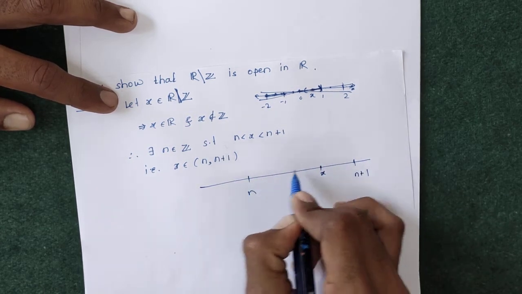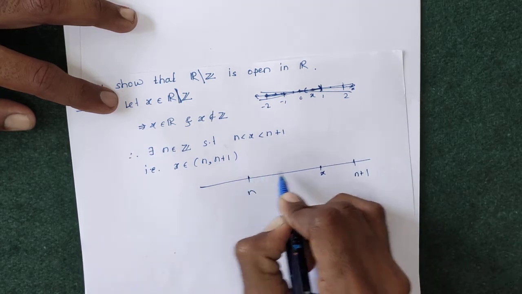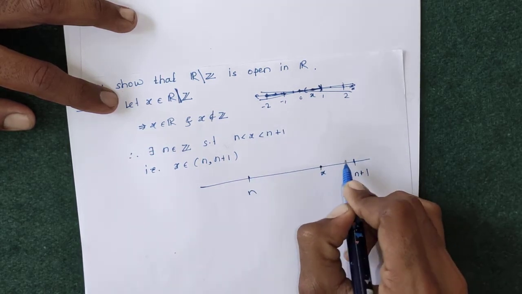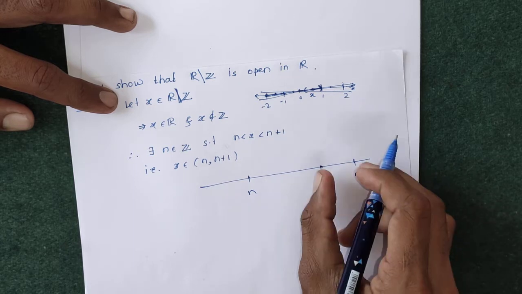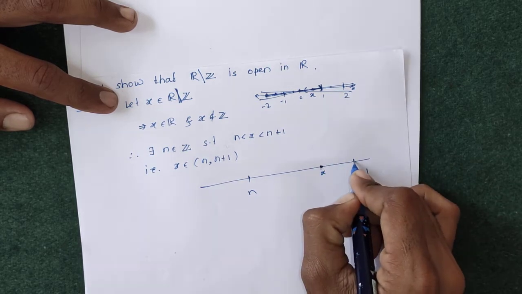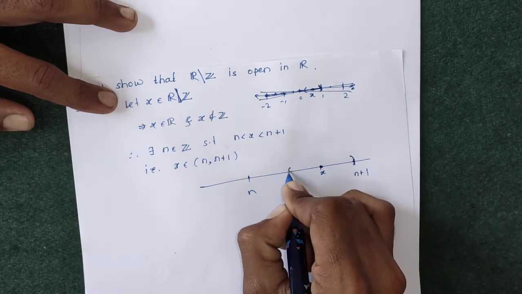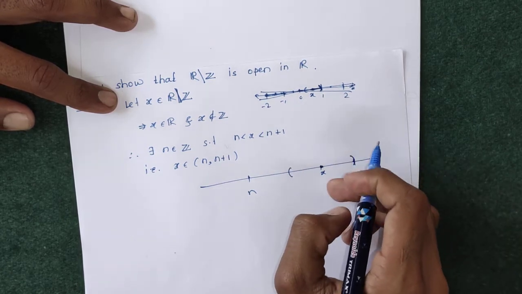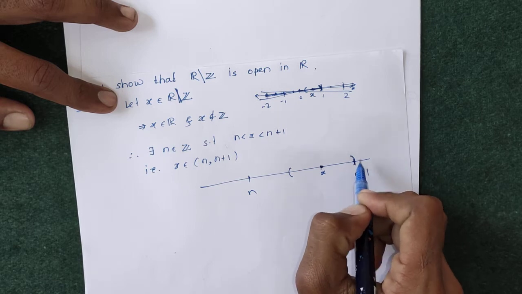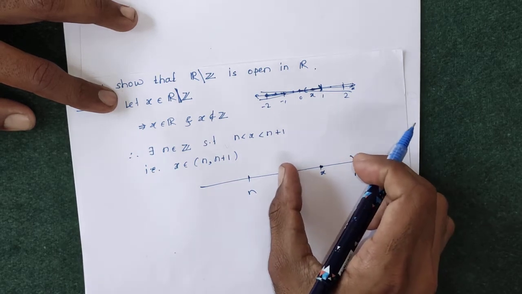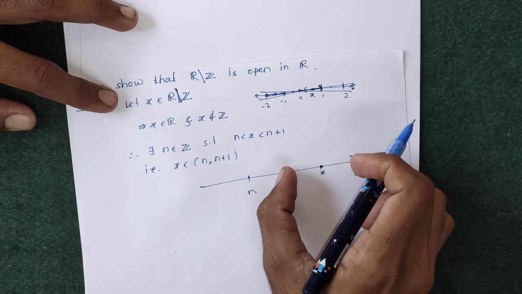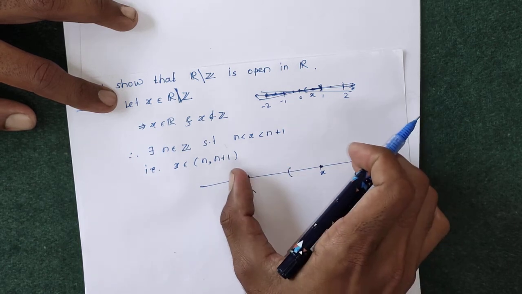Then if we take the minimum distance between n to x and x to n plus 1, the minimum distance is x to n plus 1, and if we take this radius, this is equal to r, and draw the open sphere, then that open sphere lies inside. This is an open interval, so this does not contain n plus 1, so this interval lies inside this interval. So this open sphere lies inside this interval (n, n plus 1).